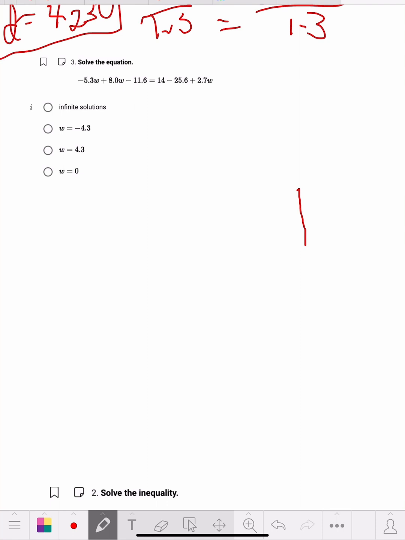Got 5.3W, 8W minus. So we got to combine all these together. Collect like terms. Okay. So hey, what do we got on the left hand side? Well, the 8W minus the 5.3W is 2.7W. Okay. Now we got minus 11.6 equals.